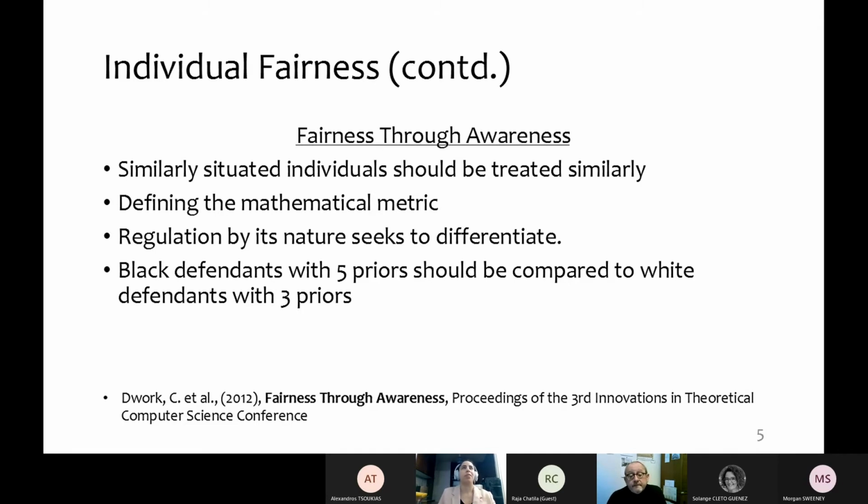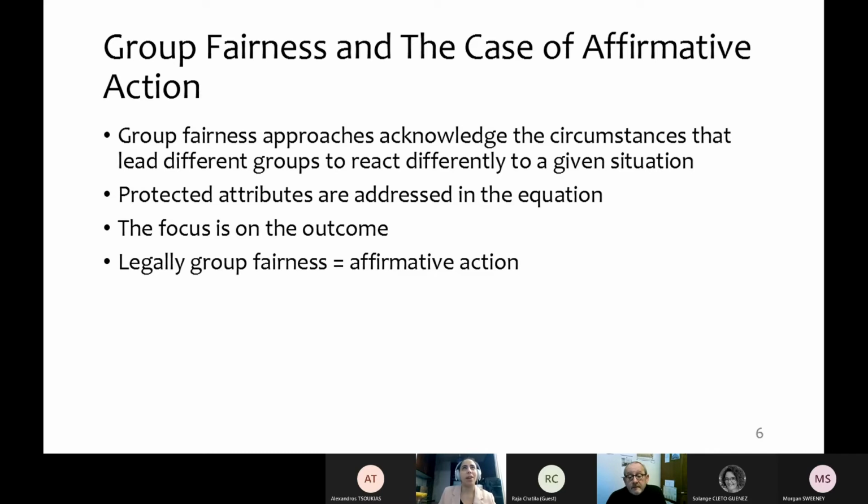Okay, so now we are going to move to the second group of notions of fairness, group fairness. This is by far the biggest category among the 3. It includes many sub-notions, and the common denominator between them is that not all groups have a similar starting point, and that integrating the differences in the equations is a better way to mitigate unfairness.